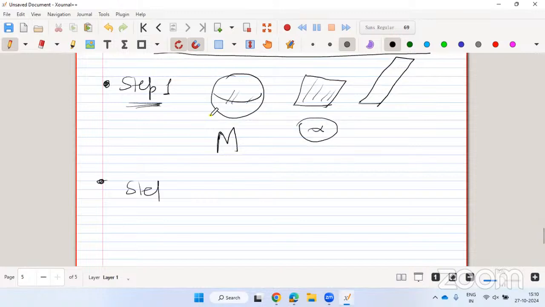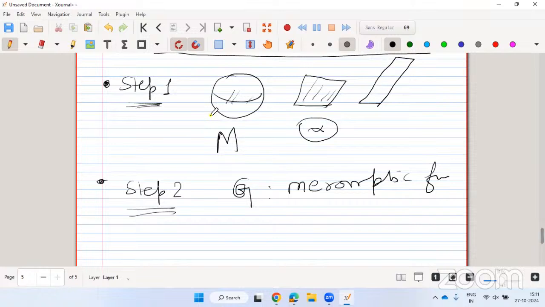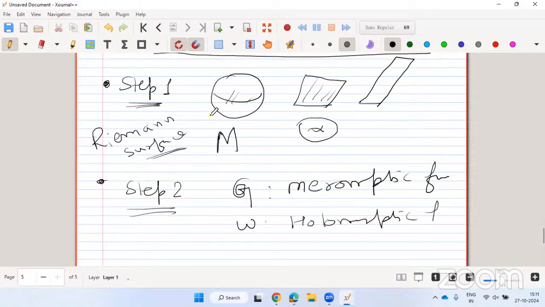Step 2: find a meromorphic function, capital G, on a Riemann surface. I'm not saying Riemann sphere, I'm saying Riemann surface, which looks locally like the complex plane. So find a meromorphic function on the Riemann surface, and then find a holomorphic form. These are the two things you find, such that some condition is satisfied.